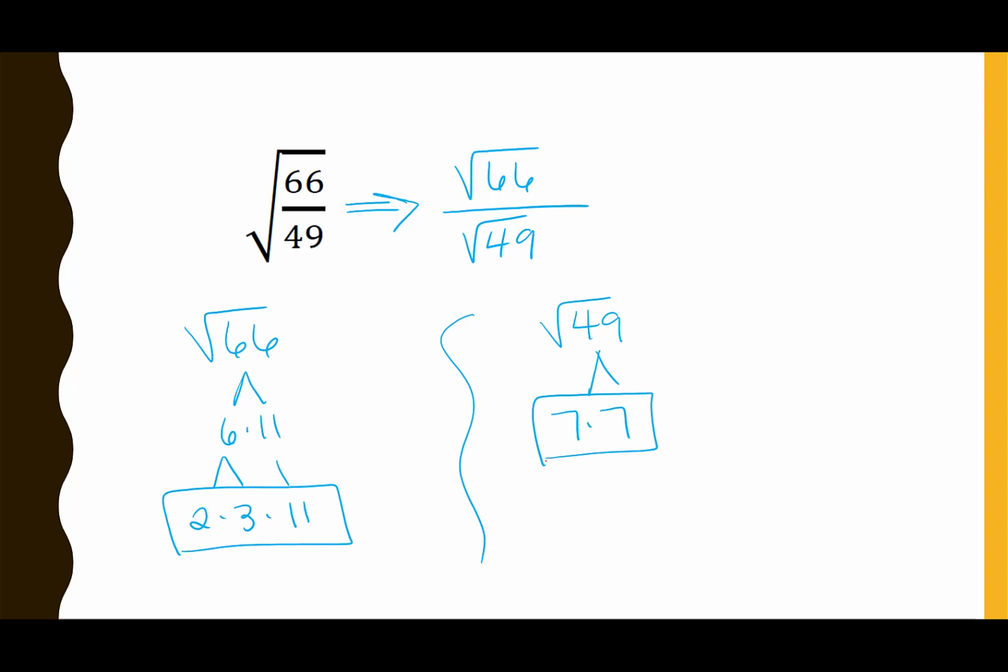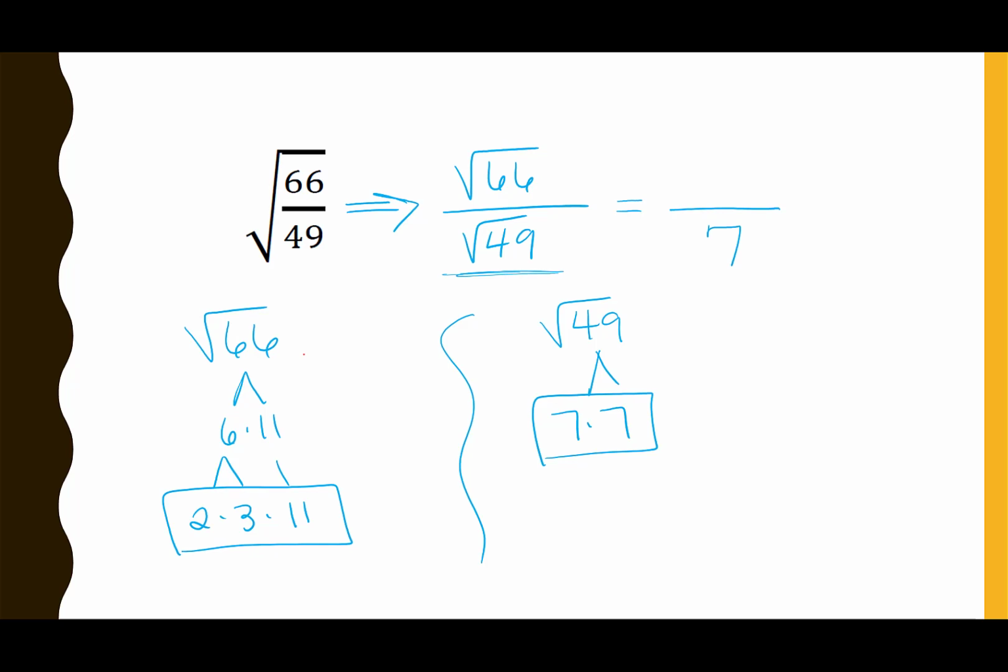Okay, you can see my factor trees. 66 broke down to 2 times 3 times 11, and 49 broke down to 7 times 7. Hopefully you recognize that the square root of 49 is 7. So instead of having square root of 49 in the denominator, we're going to replace the square root of 49 with the number 7.